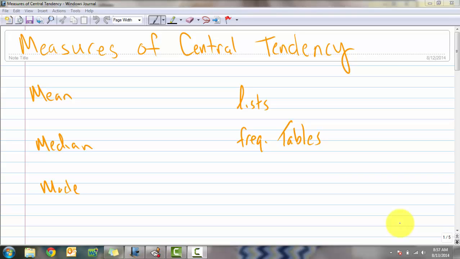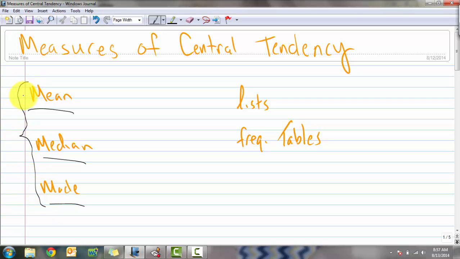Today we'll be talking about measures of central tendency. We're going to be looking at things that are considered to be average, and those things would be the mean, the median, and the mode. All of these things can be used as an average value for a set of data.